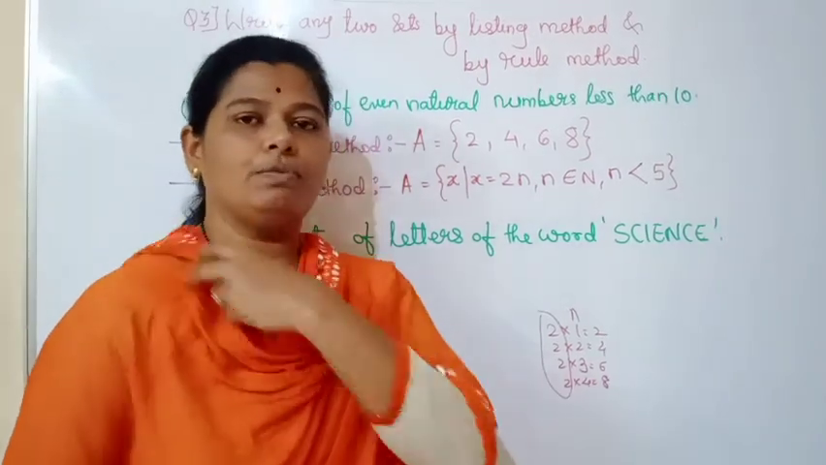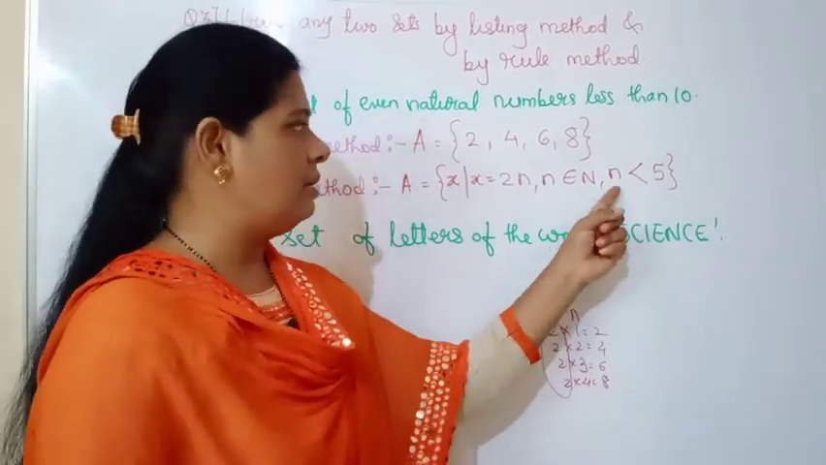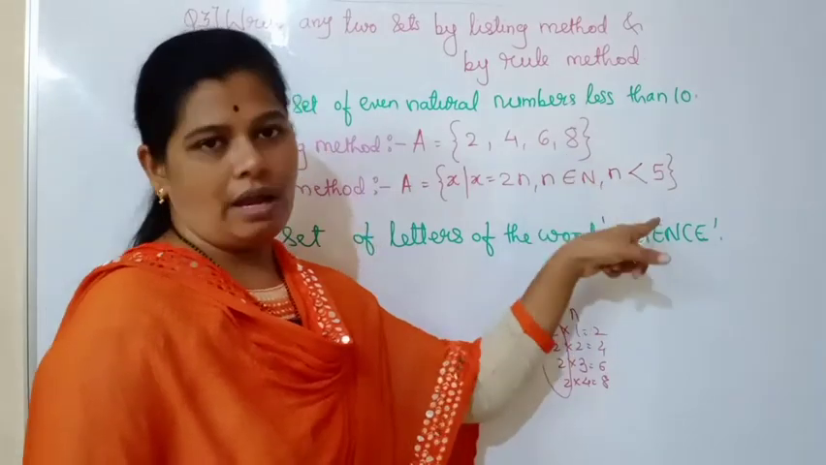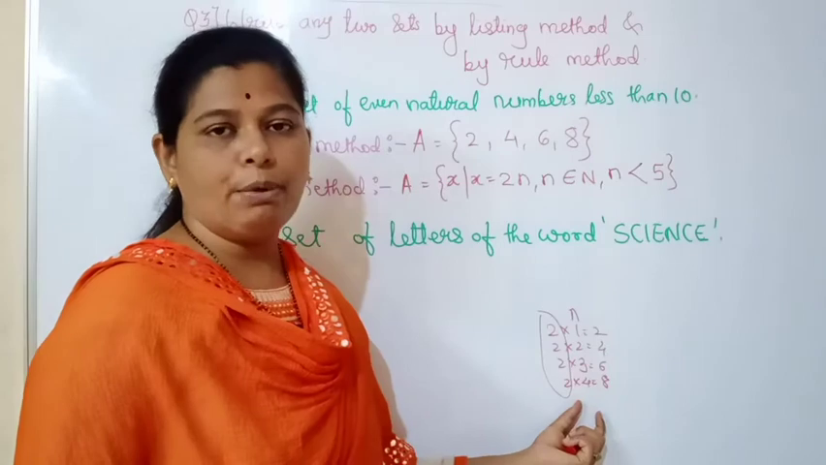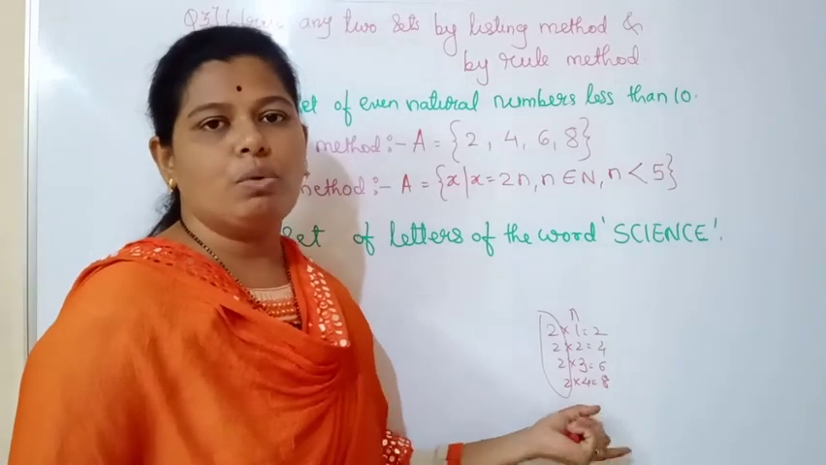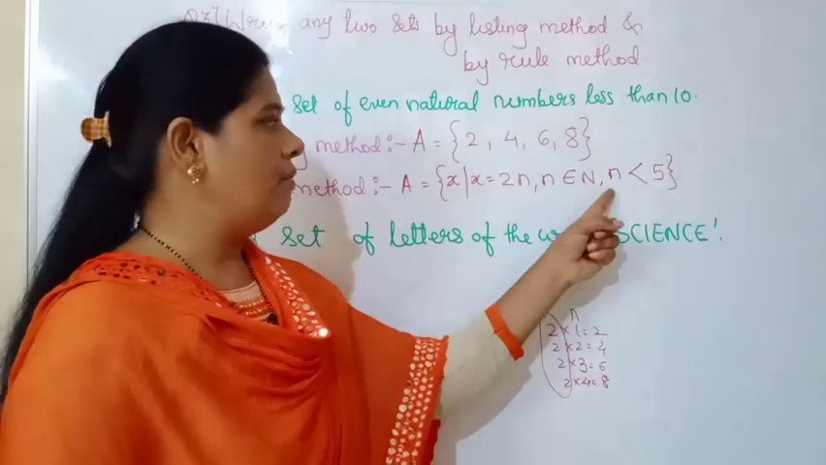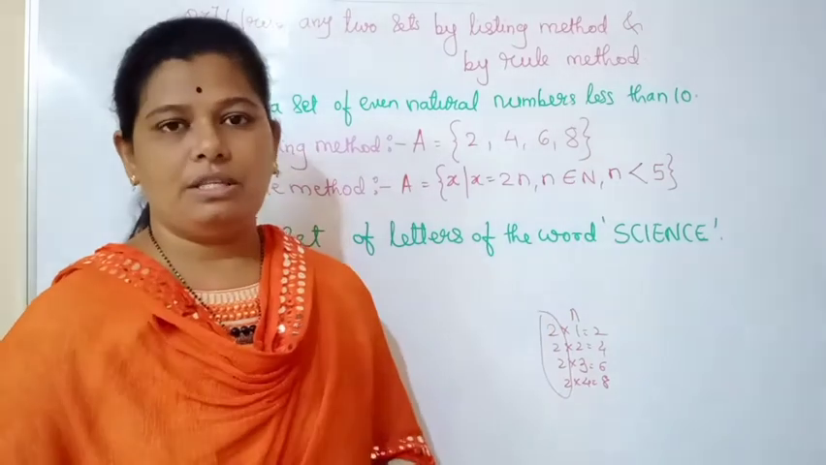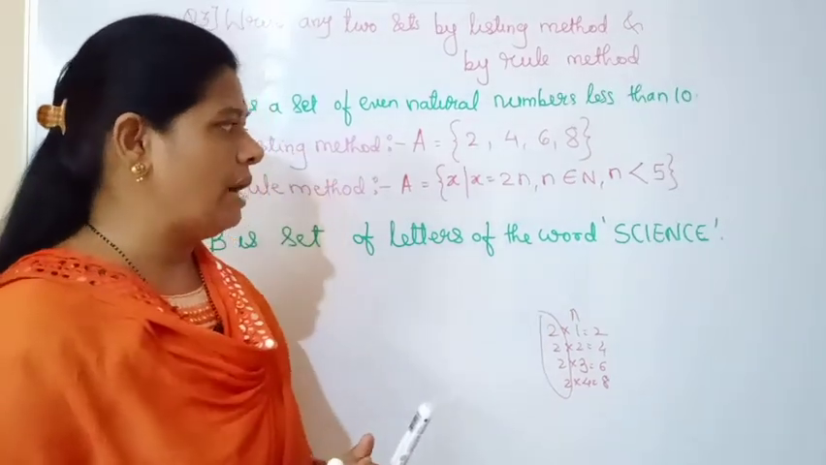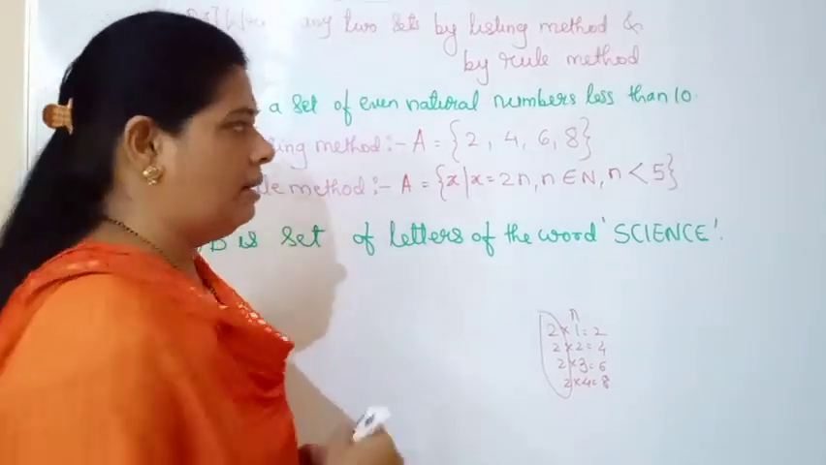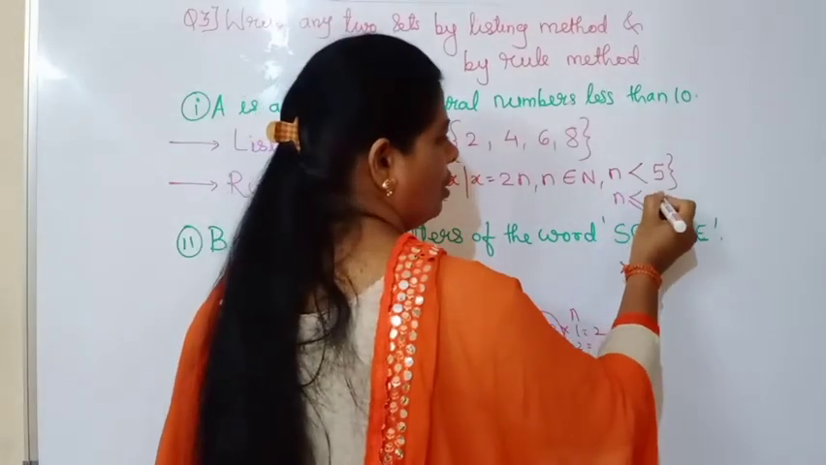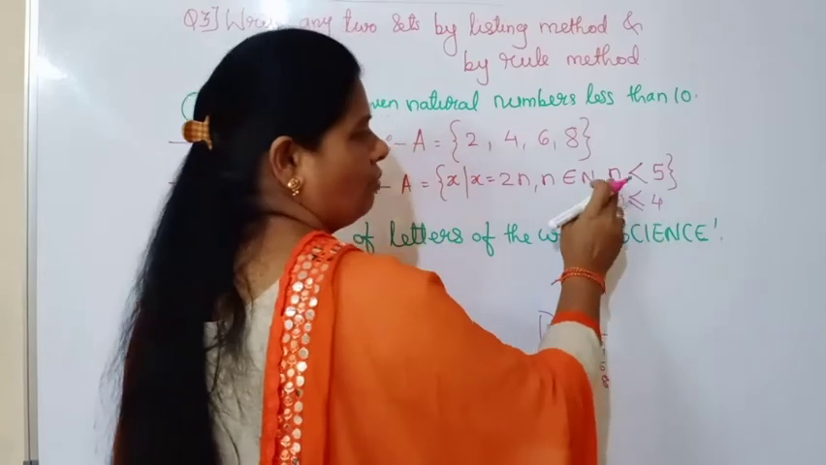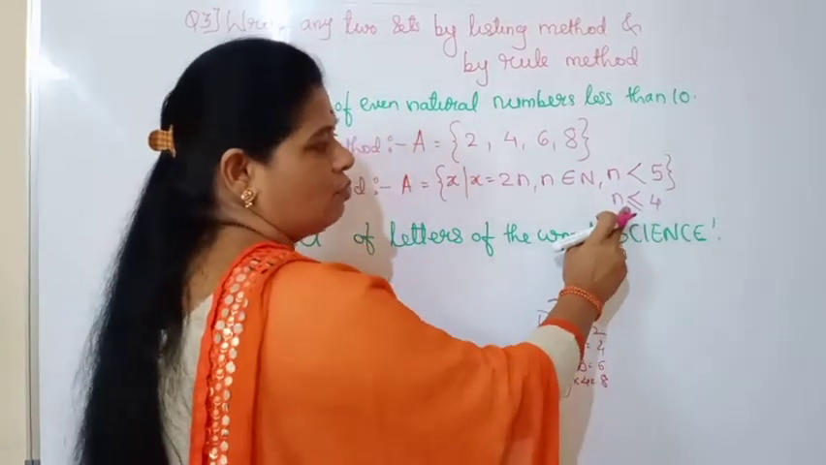So don't get confused. Many times children write it here as n is less than 9. Don't get confused in this. Whatever the value of n is there, it is up till 4. Up till 4 means it is less than 5. So I have written here n is less than 5. Or one more way you can write, that is n is less than or equal to 4. Any one of these you can write. What is this sign?